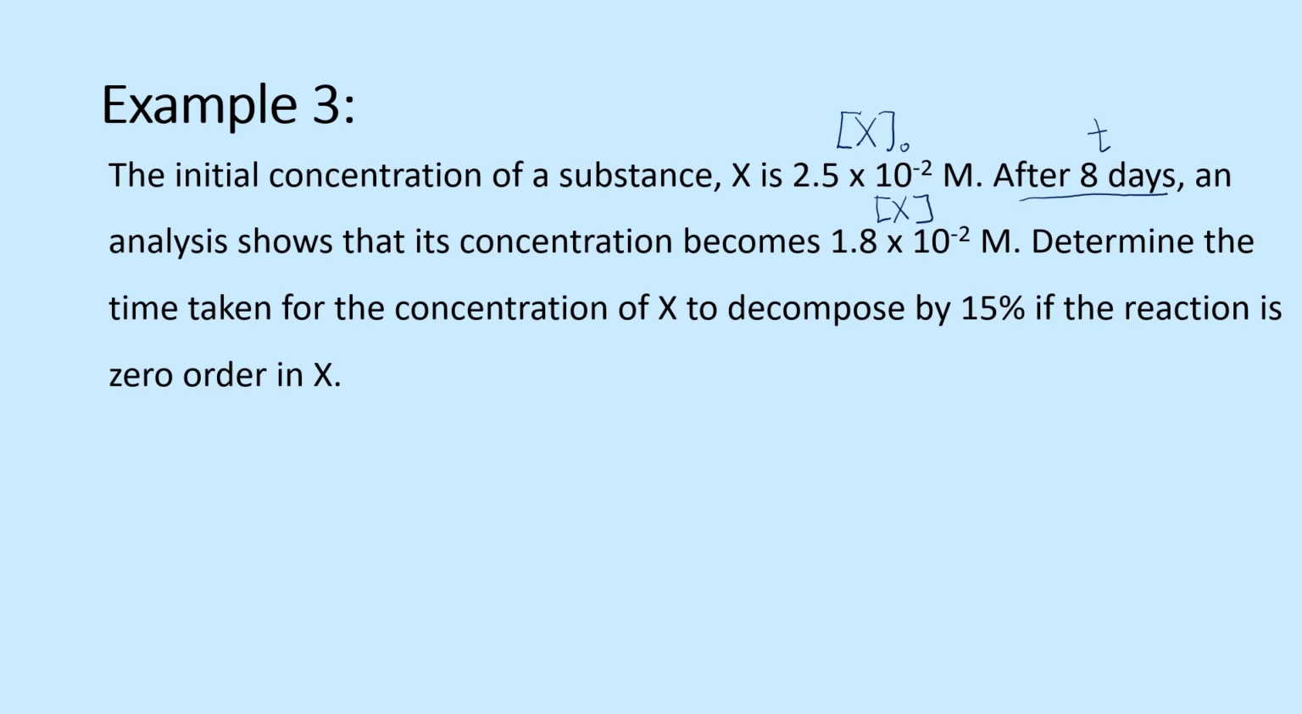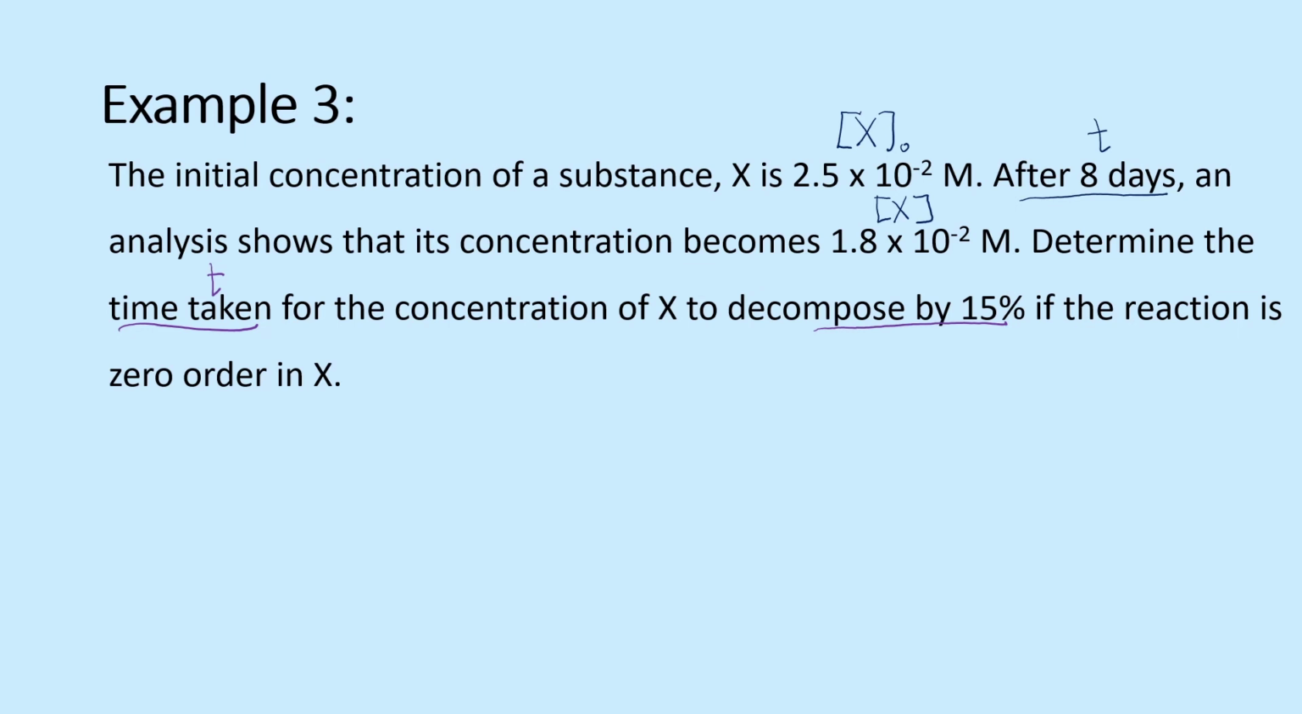So what we need to do in the first part of the question is to follow through the 3 steps and look for the rate constant. And in the second part of the question, we are looking for the time, given that 15% of the reagent decomposes. So again, in the second part of the question, we also need to follow through the 3 steps in order to find the time taken for the substance or reagent X to decompose by 15%.